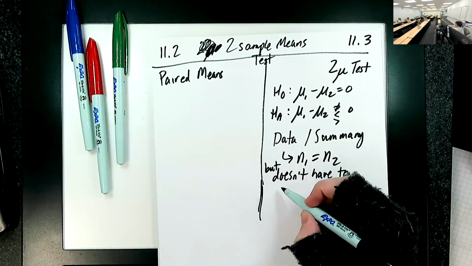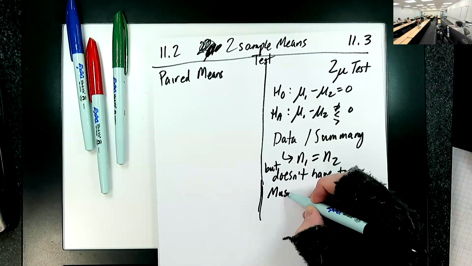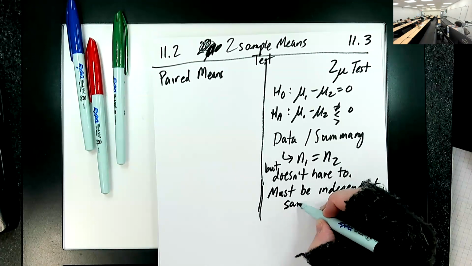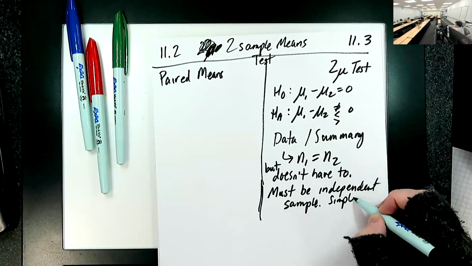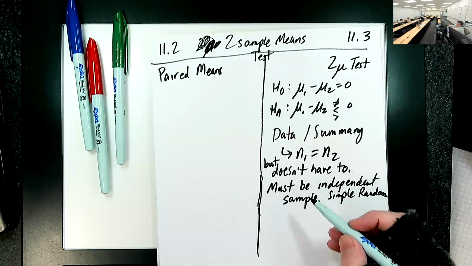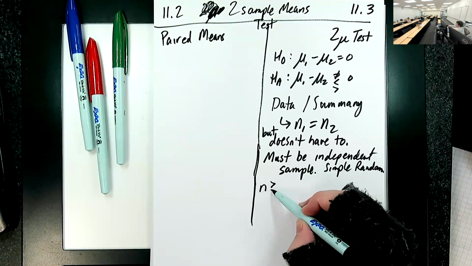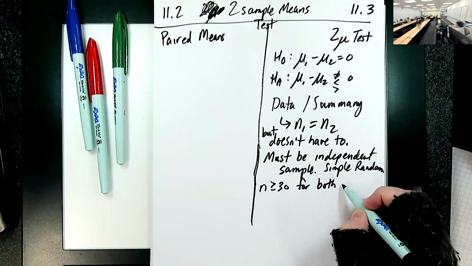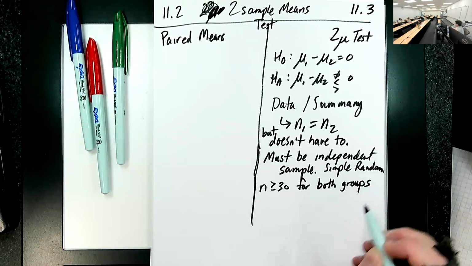The two-mu tests must be independent samples. And of course, we're still going with simple random samples, things like that. We still want n greater than or equal to 30 for both groups. That's how we did it for one test. We wanted it for one group. Now we want n greater than 30 for both groups. Ideally.